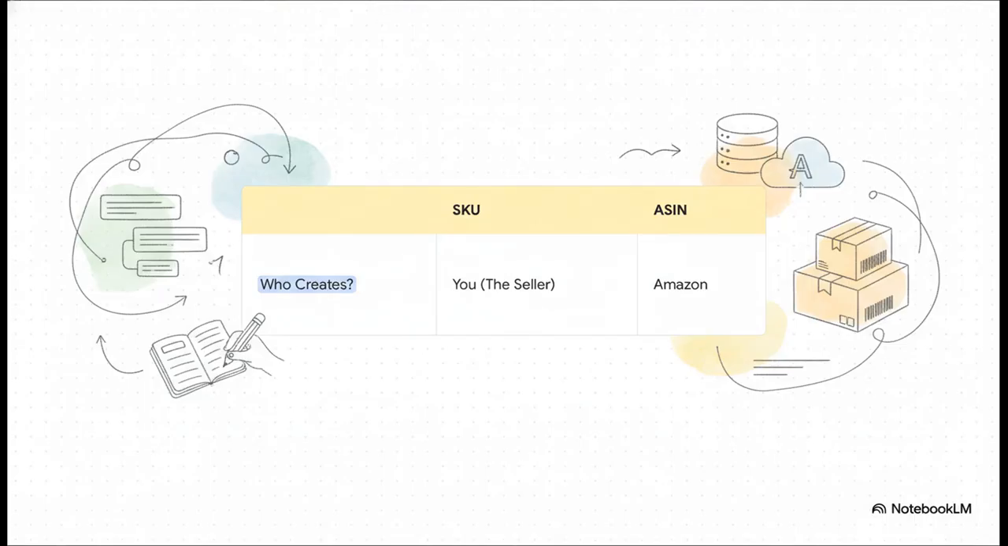Now, a super common point of confusion, especially if you sell on Amazon, is mixing up an SKU with an ASIN. Here's the deal. An ASIN is created by Amazon for their catalog. An SKU is created by you for your business. You have total control over your SKUs. Think of them as your secret weapon for staying organized across any platform you sell on, not just one.